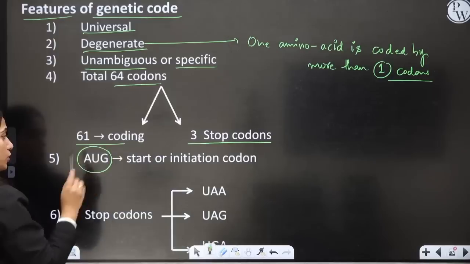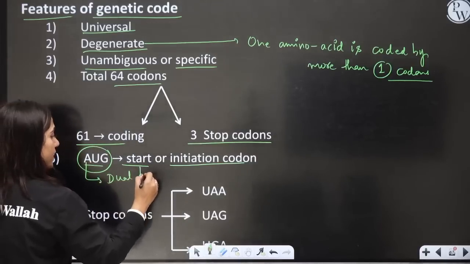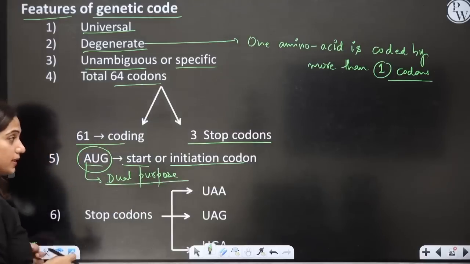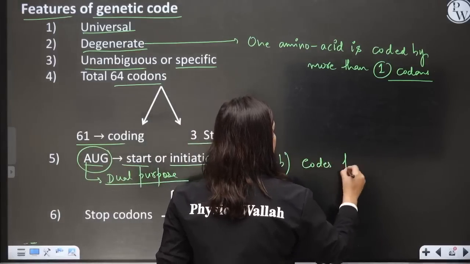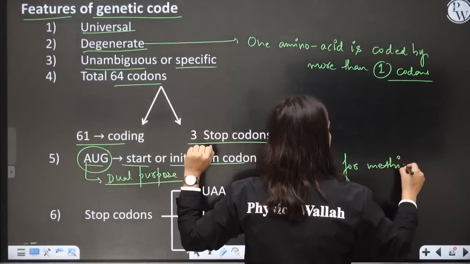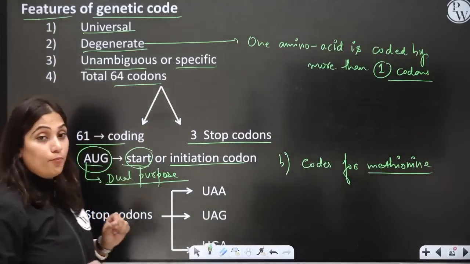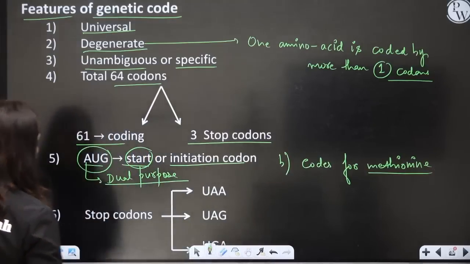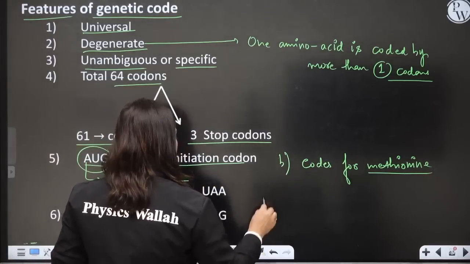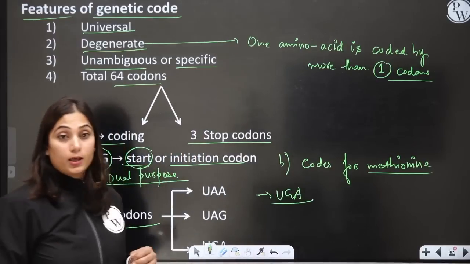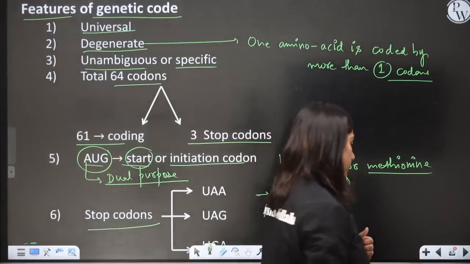Out of these coding codons, AUG is the start codon or the initiation codon, which has a dual purpose. NCERT says that AUG serves the dual purpose: it acts as the initiation codon, and second, it codes for methionine. Start codon means the point on RNA from where translation starts. Stop codons are UAA, UAG, and UGA. These 3 stop codons are nonsense codons, which do not code for any amino acid.